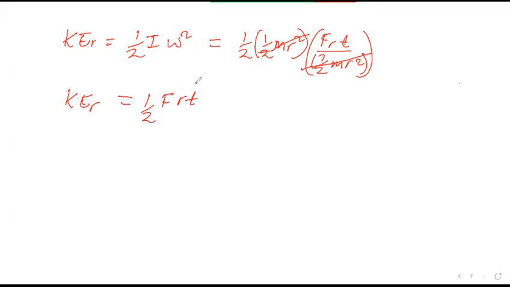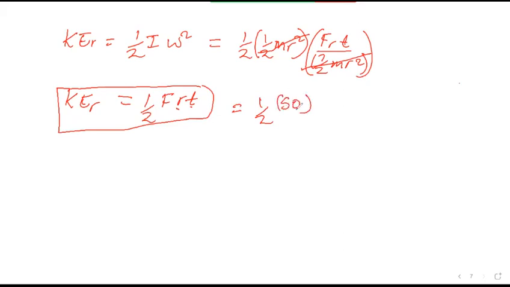You can put the F that is given, which is 50 newtons, R is 1.5 meters, and t is 3 seconds. So you can put these quantities here: half times 50 multiplied by 1.5 multiplied by 3 seconds. This is the kinetic energy.